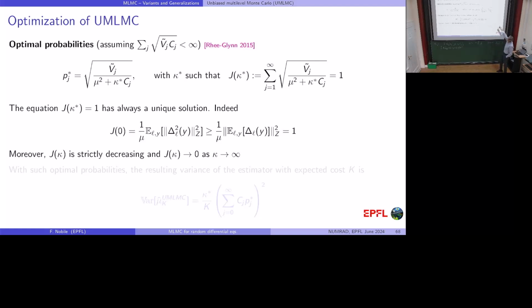So if you let k star go to infinity, this whole sum goes to 0. If you evaluate it in 0, you just get square root of v square divided by mu square. And v square is a second moment, so you can lower bound it by mu square. So you get something that is surely larger or equal than 1. Okay, so you start above 1 and you go to 0, so there is a solution.